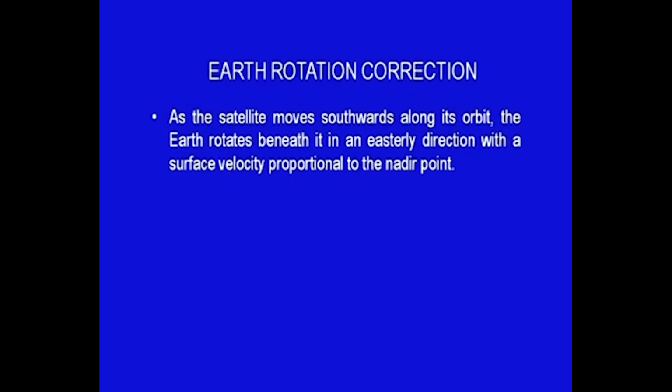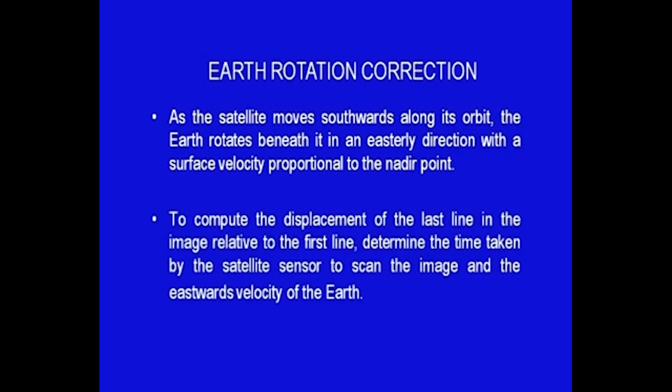Next, we come to the Earth's rotation correction. As the satellite moves southwards along its orbit, the Earth rotates beneath it in an easterly direction with a surface velocity proportional to the nadir point. To compute the displacement of the last line in the image relative to the first line, we have to determine the time taken by the satellite sensor to scan the image and the eastward velocity of the Earth.